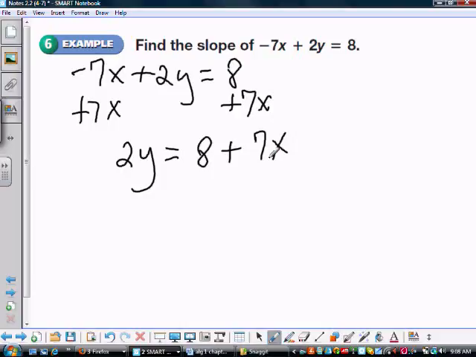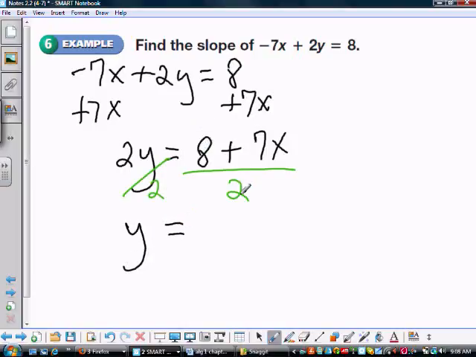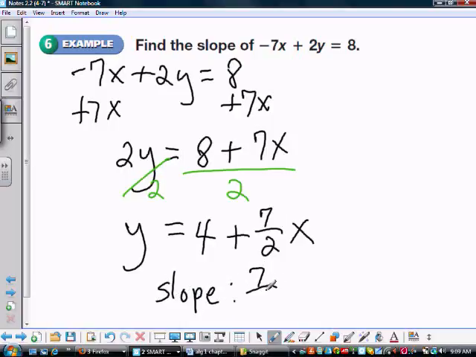Divide everything by 2. Divide both sides of this equation by 2. 2y divided by 2 is y, equals 8 divided by 2 is 4, plus 7 divided by 2, I'm going to leave that as a fraction, 7/2 x. So what's my slope? The slope is the 7/2. What's the 4 in the equation? Y-intercept.